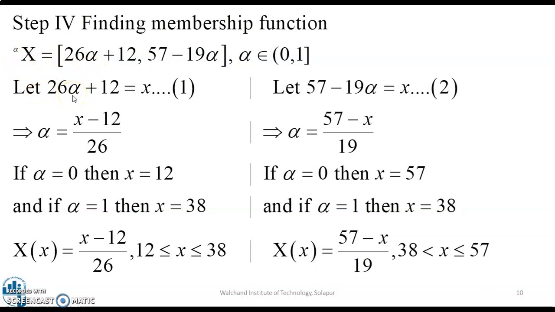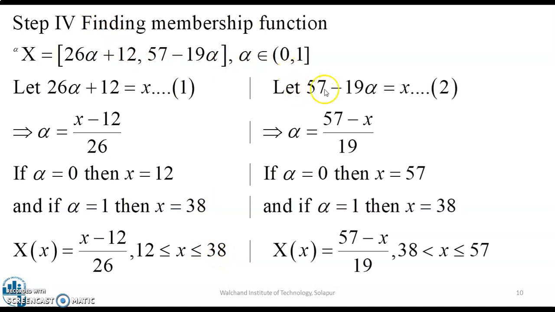First of all, equating the initial point 26 alpha plus 12 equal to the variable x, call it equation number 1. Now solving this equation for alpha, we get alpha is equal to x minus 12 upon 26. Now this will be the first step for the membership function of capital X. To find the range, let us substitute alpha equal to 0 in this equation number 1, then we get x equal to 12, and then substituting alpha equal to 1 in this equation number 1, we get x equal to 38. Therefore, the first step for the membership function of capital X is x minus 12 upon 26, where 12 is less than or equal to x less than or equal to 38.